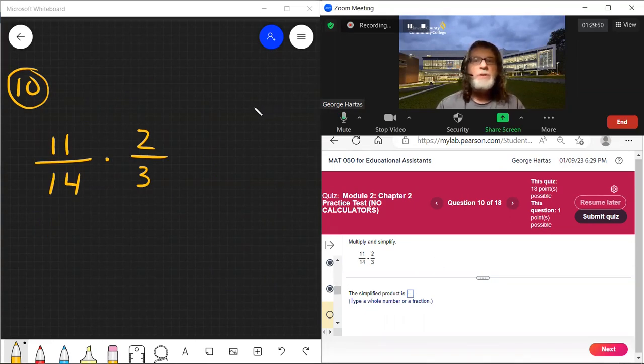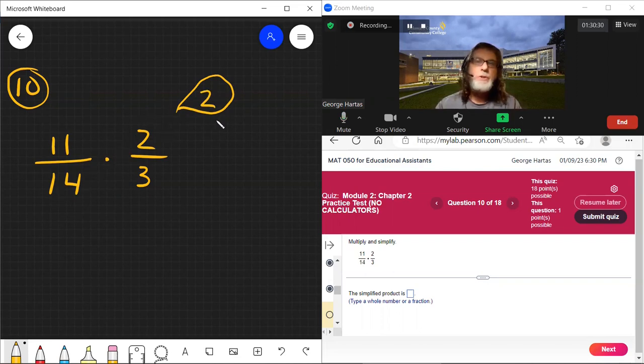Question 10. Multiply and simplify. 11 over 14 times 2/3. So again, we're not going to multiply across until we make sure this is fully reduced before we multiply. So we look over here, up and down. Will that reduce? Nope. Will that reduce? Nope. And then diagonally, will this reduce? No, it cannot. Diagonally, can this reduce? Yes, it can. So what number can divide into both the 2 and the 14?